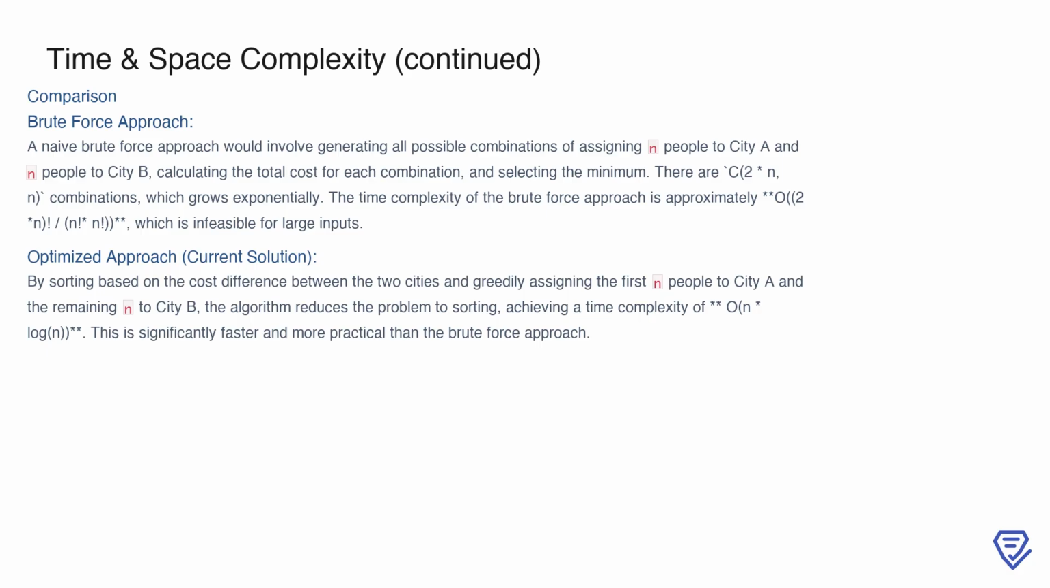In contrast, the optimized solution focuses on sorting by the cost difference between the two cities and then greedily assigning the first n people to city A and the remaining to city B. This reduces the problem to sorting, which has a time complexity of O(n log n). This is a dramatic improvement over the brute force approach, making the optimized solution far more practical.